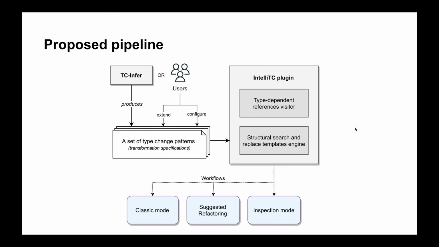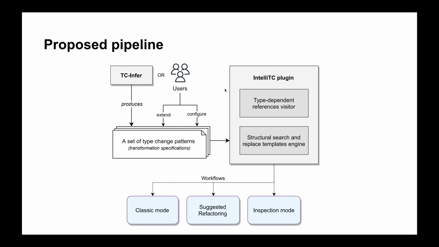IntelliTC uses a set of type change patterns which contain API transformation specifications to perform type changes. Initially, the plugin contains a collection of 59 patterns that were mined from GitHub and inferred by our other tool, TC Infer, but such patterns could be easily added or configured by any user of the plugin.